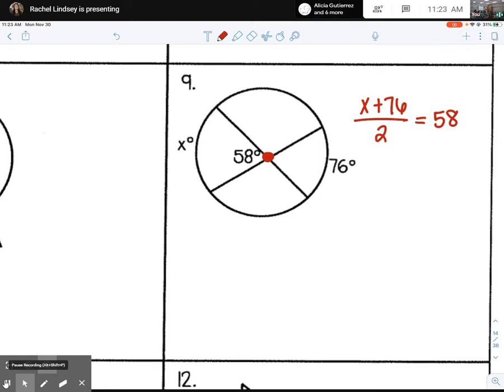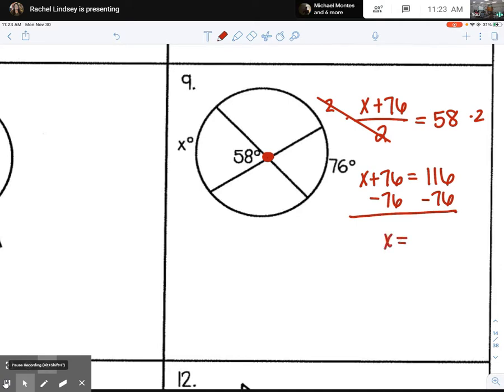So I've gotta get 2 off the bottom, then multiply by 2. So x plus 76 equals 116. Subtract 76. Then x equals positive 40.